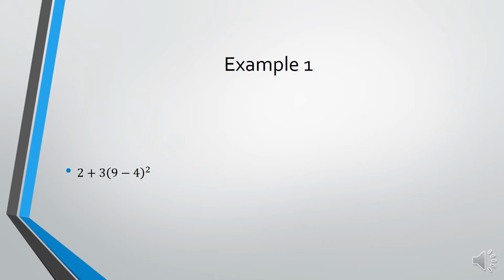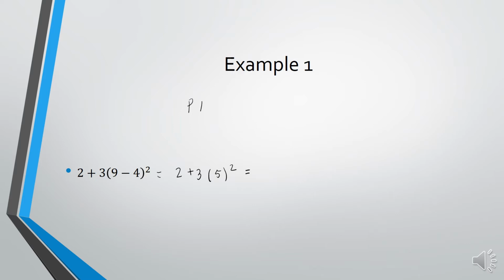So let's just look at a couple of examples. So my first one, 2 plus 3 times (9 minus 4) squared. Using the order of operations, we start with P, which is my parentheses. And I do have parentheses in this problem. So let's do that first. So 9 minus 4, that's 5. Okay, so we've dealt with parentheses.